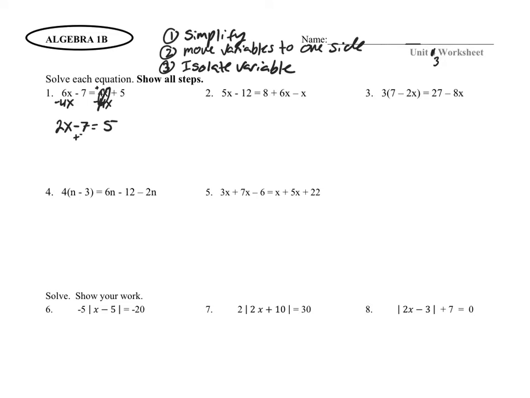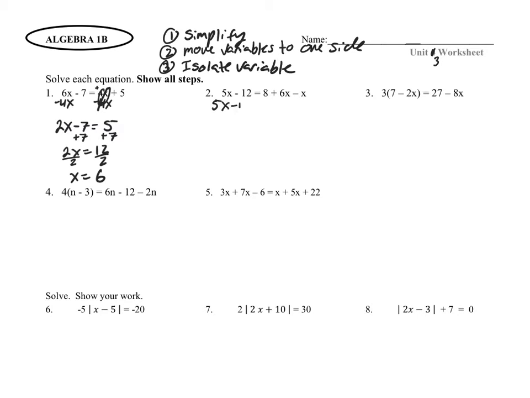So I'm going to start by adding the 7 to both sides. We'll find that 2x equals 12. Then we'll go ahead and divide both sides by 2 to find that x equals 6 for our final answer there. So we're just going to continue moving on through. So number 2, I'm going to simplify first.